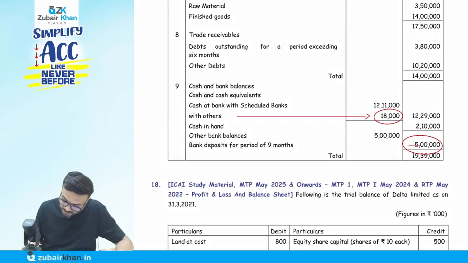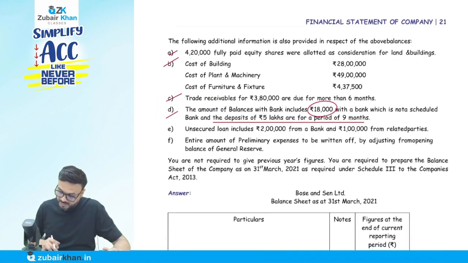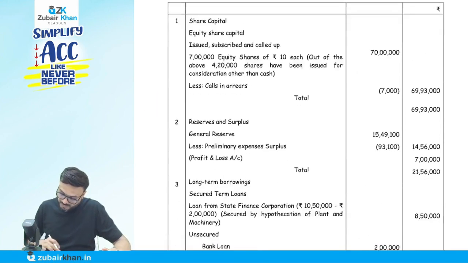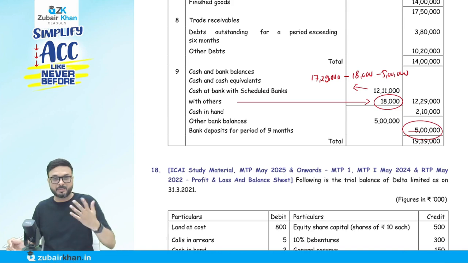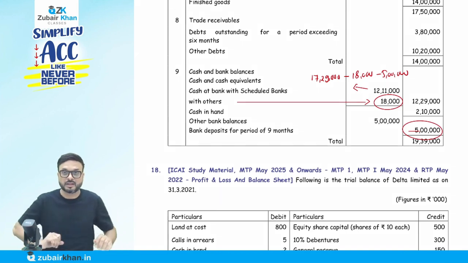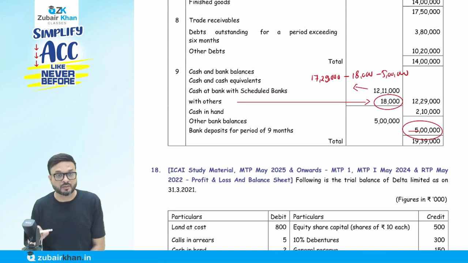So how have they calculated the balance with a scheduled bank? The total amount mentioned in the question is 17,29,000. So 17 lakh 29,000 minus 18,000 minus 5 lakh. We have mentioned the bank deposit for a period of 9 months here. So how much do we have? 17,29,000 minus 18,000 minus 5 lakh, that is coming to 12,11,000. This is how they have calculated it there.